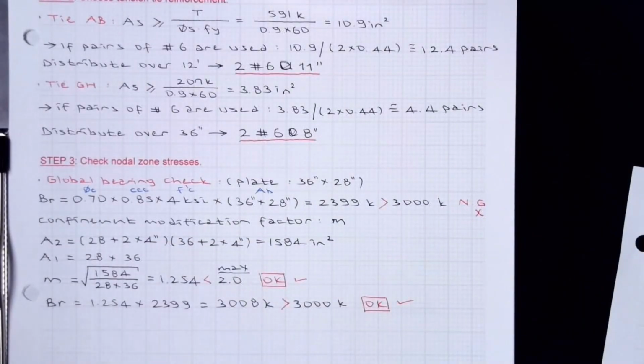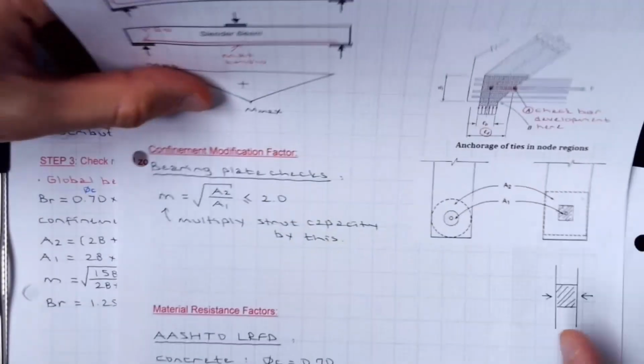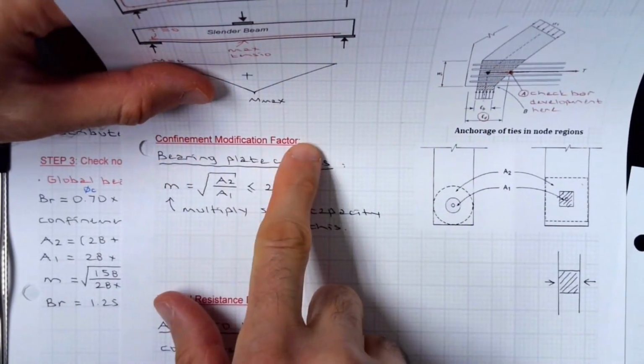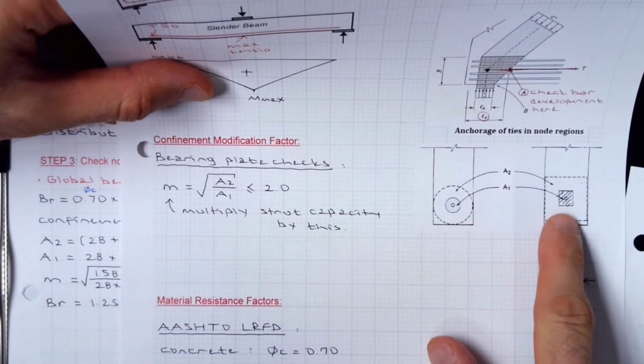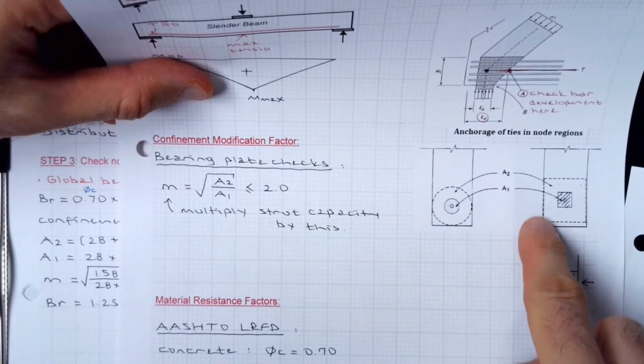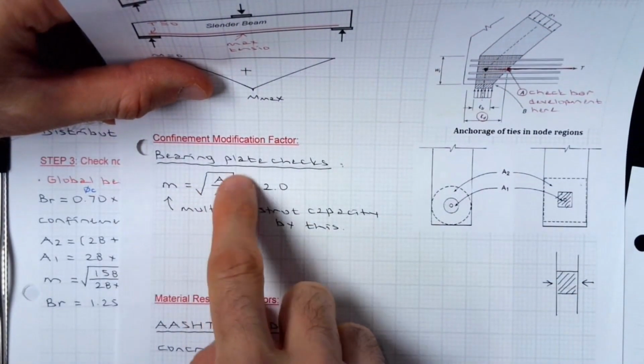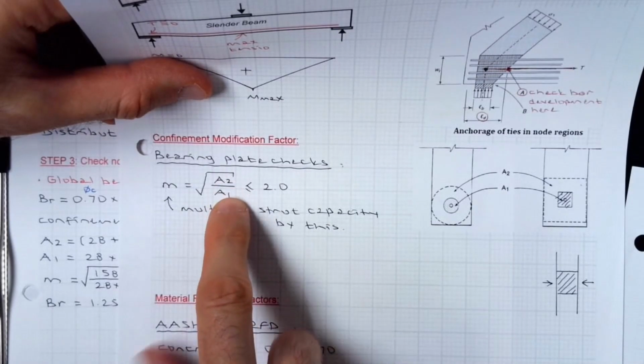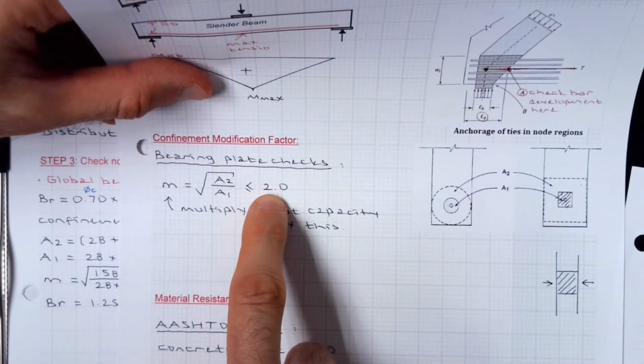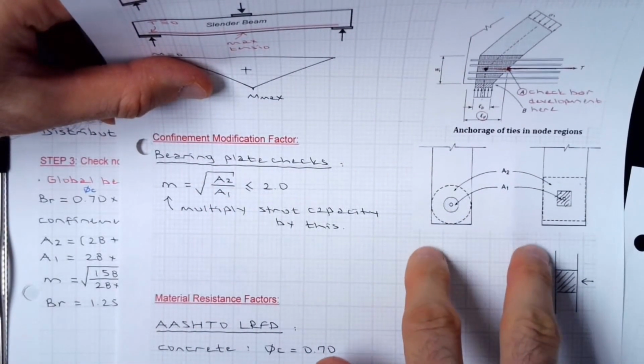So I'm going to show you a page from my lecture notes. If you look at confinement modification factor, you have the bearing plate. You can consider confinement by concrete around the bearing plate. This is the formulation. So A2 divided by A1, upper limit is this one. So the areas should be proportional.